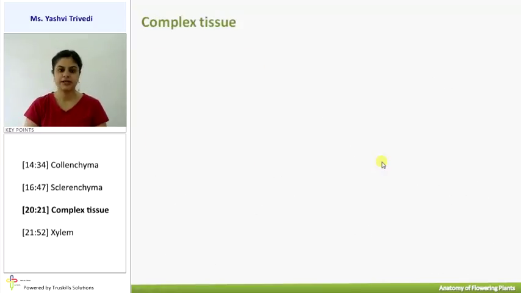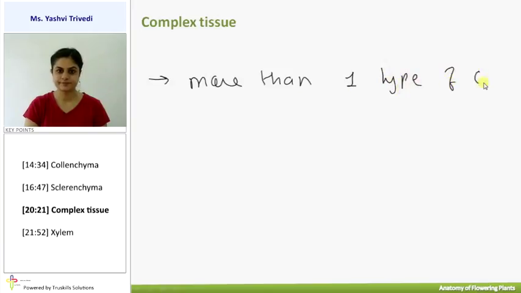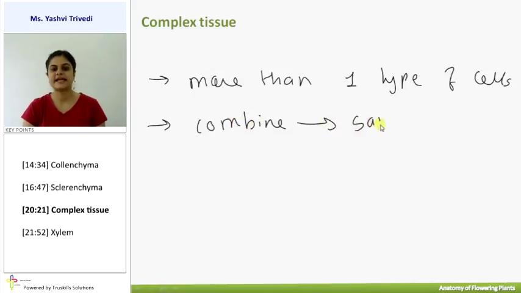Complex permanent tissue. Complex permanent tissue is said to be complex because it has more than one type of cell. Now all the cells might have different origin or different structures, but what they do is all the cells will combine with each other to perform same function. That is the speciality of the complex tissue, that whatever different type of cells it has, all the cells will be combining with each other to perform same type of function. So that's called complex tissue.